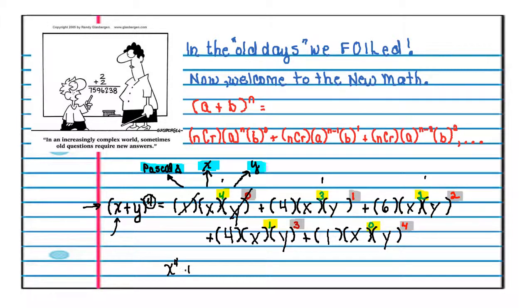Then I have a plus sign, and we have a 4. There's the coefficient. x to the third and y to the first. Plus sign. Coefficient, 6. We have x to the second and y to the second. Plus sign. 4. x to the first, y to the third. Plus sign. Don't need the 1, and x to the 0 power also equals 1. And so we end up with y to the 4th.